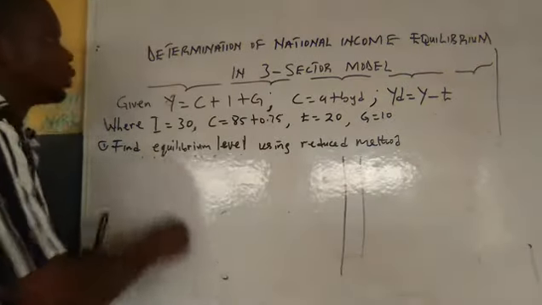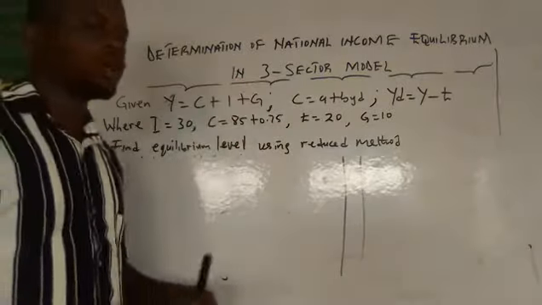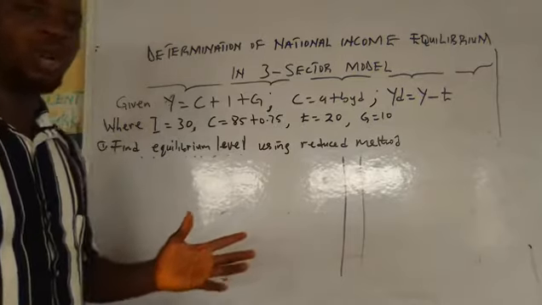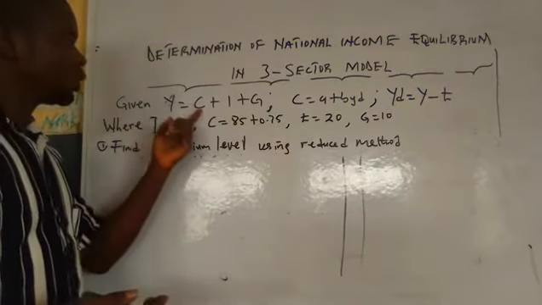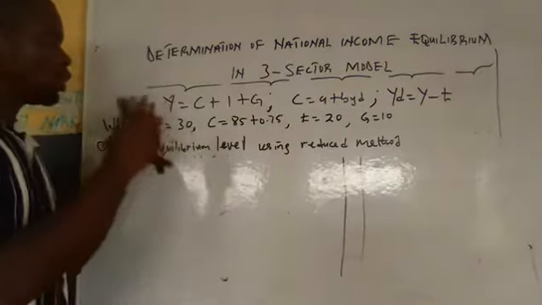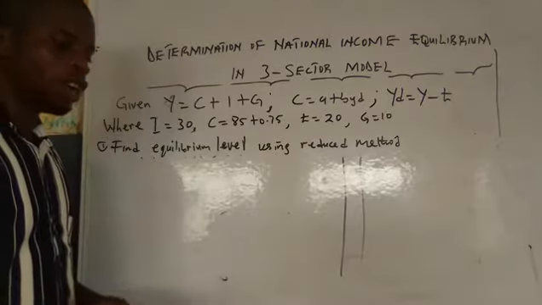In this video, we are going to be looking at the determination of national income equilibrium in the three-sector model. It is a three-sector model because there are three major constituents: consumption, investment, and government. Consumption plus investment plus government make up the whole income of the nation.